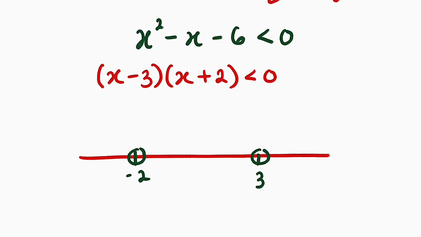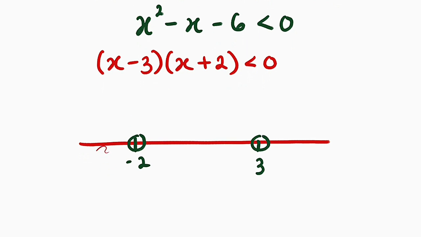So now let us check numbers. To the left-hand side of -2, we could have -3. In between -2 and +3, we could have 0, and we could have 4 right here. So let us check these three numbers. Let's start with this one.